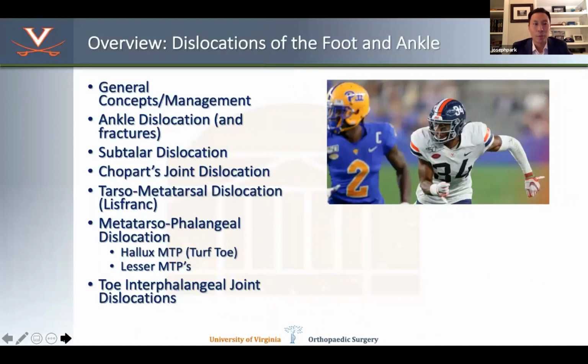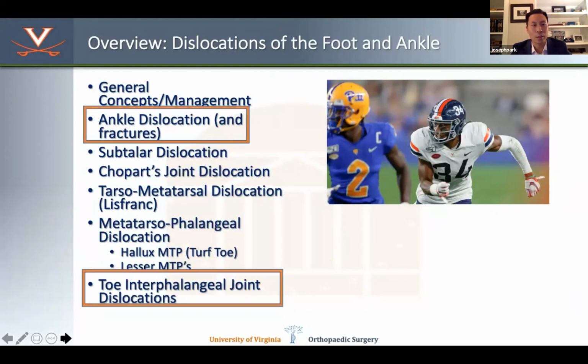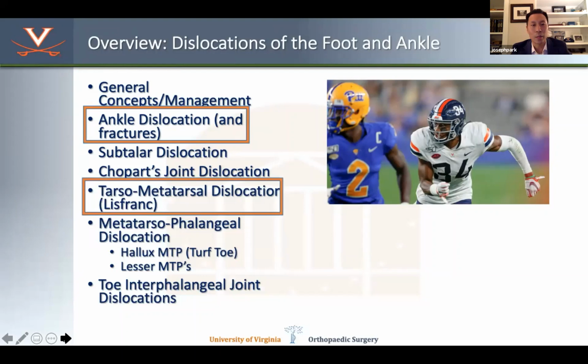But briefly, we'll go through the general concepts and management, talk about ankle dislocation and fracture dislocations, subtalar dislocation, Chopart's joint dislocation, tarso-metatarsal dislocation or Lisfranc, metatarsophalangeal dislocation, both Hallux MTP, also usually termed turf toe, lesser MTP joints, and then toe interphalangeal joint dislocations. And I'm going to focus really on ankle, TMT or Lisfranc, and turf toe.